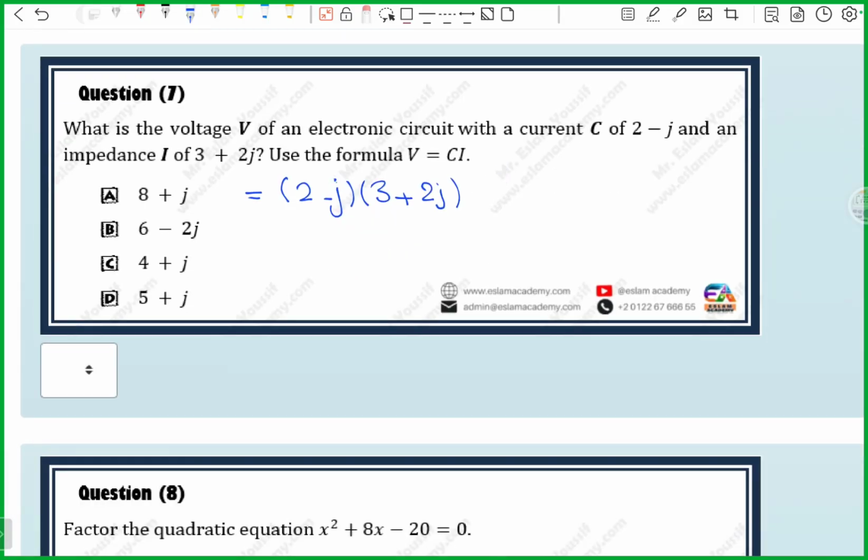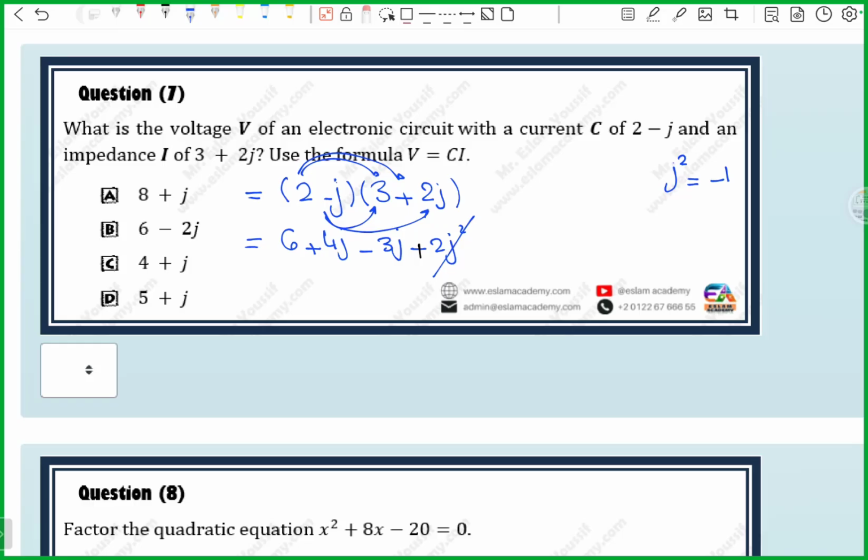So just multiply them. We said that j to the power 2 is equal to what? Negative 1, because j squared is the same as i squared. 2 multiplied by 3 is 6. 2 multiplied by 2j is 4j. Then negative j multiplied by 3 is negative 3j. Negative j multiplied by 2j is negative 2j squared. We know that j squared is equal to negative 1, so we change the sign. Negative 2 times negative 1 is positive 2.